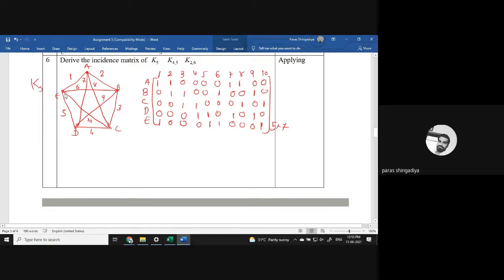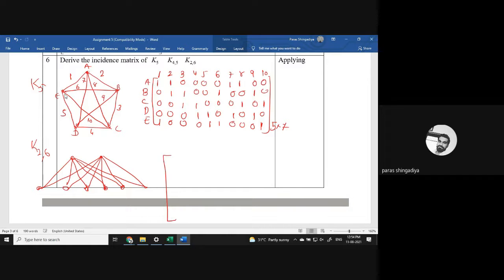There is a K26. Two vertices on one side and 6 vertices on the other side. Okay, how many edges does it have? 12 edges, because 6 into 2 means 12 edges. And how many vertices? 8 vertices. Okay, that will be an 8 by 12 matrix.